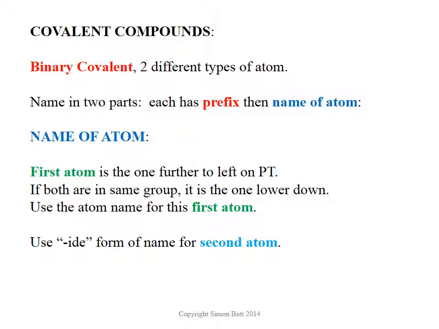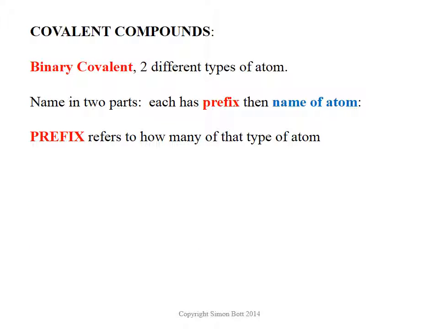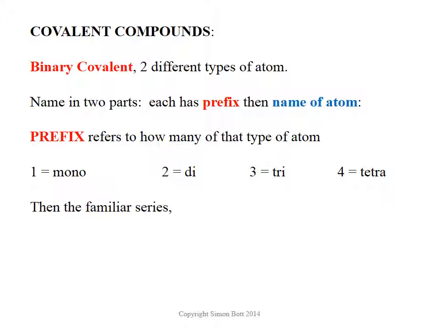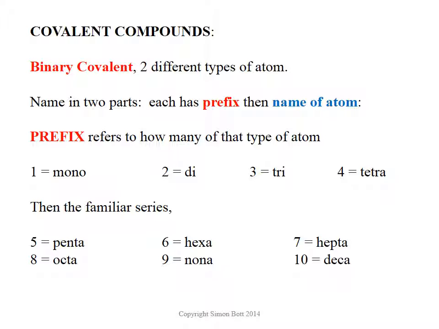Now when we say prefix, we're talking about, for each atom you have there, the prefix refers to how many of that type of atom there are, and there's a special code that we use for that. 1 is mono, 2 is di, 3 is tri, 4 is tetra, and then after that we get into the familiar series where 5 is penta, 6 is hexa, 7 is hepta, 8 is octa, 9 is nona, 10 is deca, and so on. Now those rules, while they're not necessarily confusing, are somewhat clunky, so it's much easier to just do some examples.